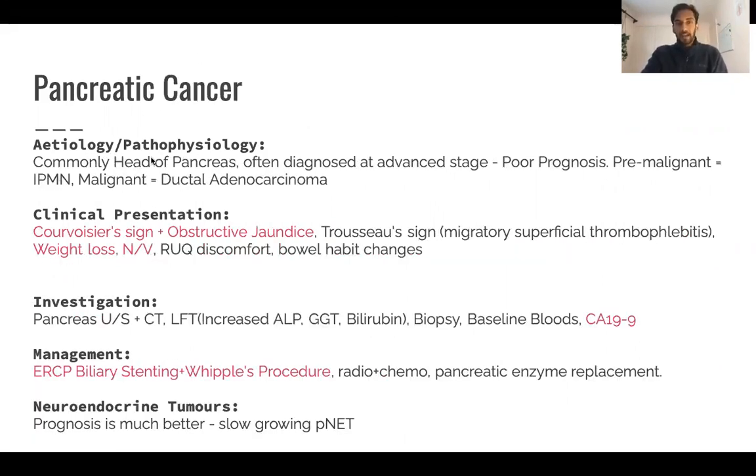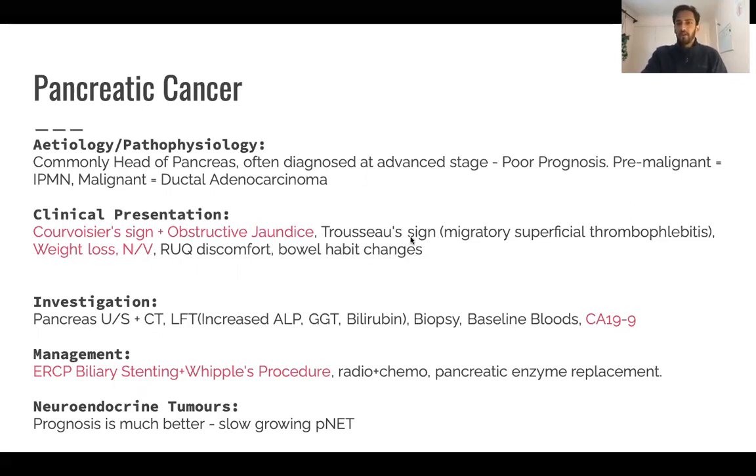Next is pancreatic cancer. The most common one you guys will see is your head of pancreas cancer. And this is where you see Courvoisier's sign, that is your pretty much painless jaundice. So when you palpate for a Murphy's sign, you don't really notice anything, but you can feel slight distension of the gallbladder. The second thing to look out for is Trousseau's sign, which is somewhat more niche.